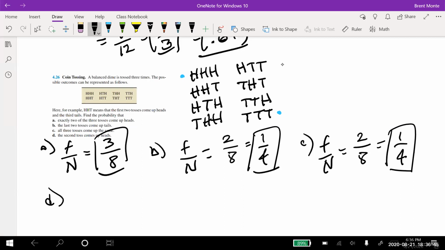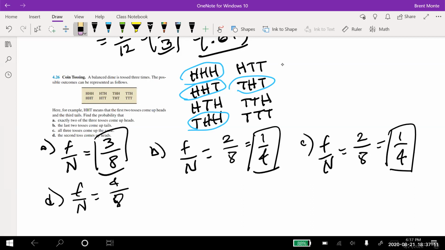And then lastly, the second toss comes up heads. All right, let's erase those. The second toss heads. I'm going to actually circle these this time. The second toss comes up heads. Well, this one and this one, that one, that one. That's all. So as you expected, it's F over N. This time we get 4 out of the 8.